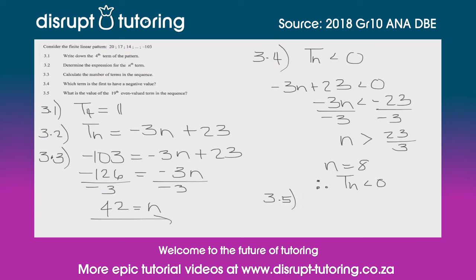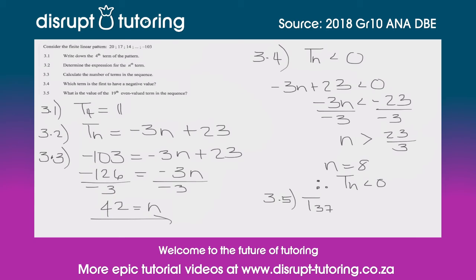Now we can see clearly that there is going to be an even number every second term. But we're starting with an even number, so we can't necessarily just double this. Let's double this and subtract 1. If we double 19 and subtract 1, we are going to get the term number of the 19th even valued term in the sequence. So that's going to give us 37. Okay, 37.